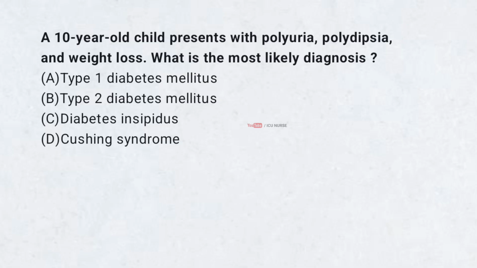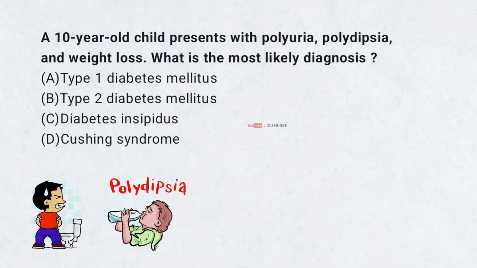A 10-year-old child presents with polyuria, polydipsia, and weight loss. What is the most likely diagnosis? A. Type 1 diabetes mellitus. B. Type 2 diabetes mellitus. C. Diabetes insipidus. D. Cushing syndrome. Correct answer A. Type 1 diabetes mellitus.